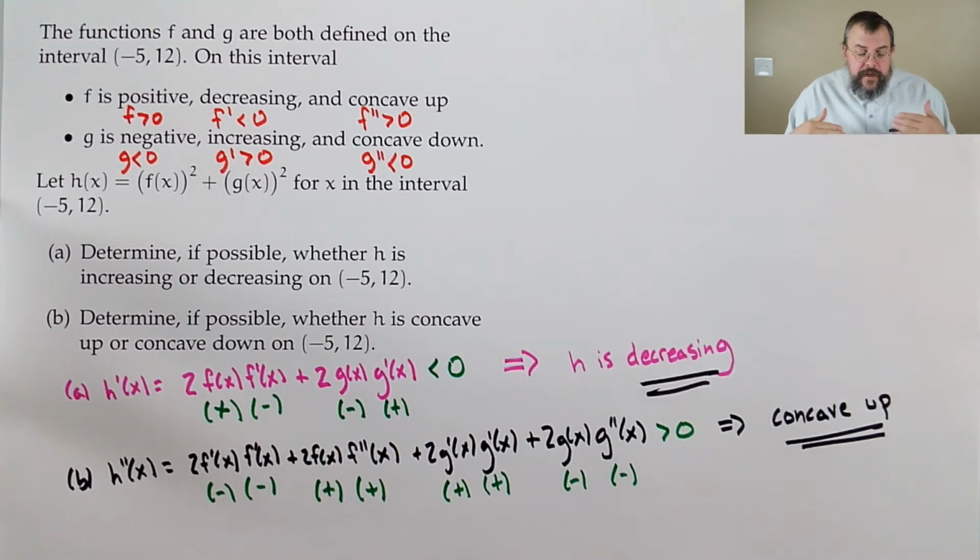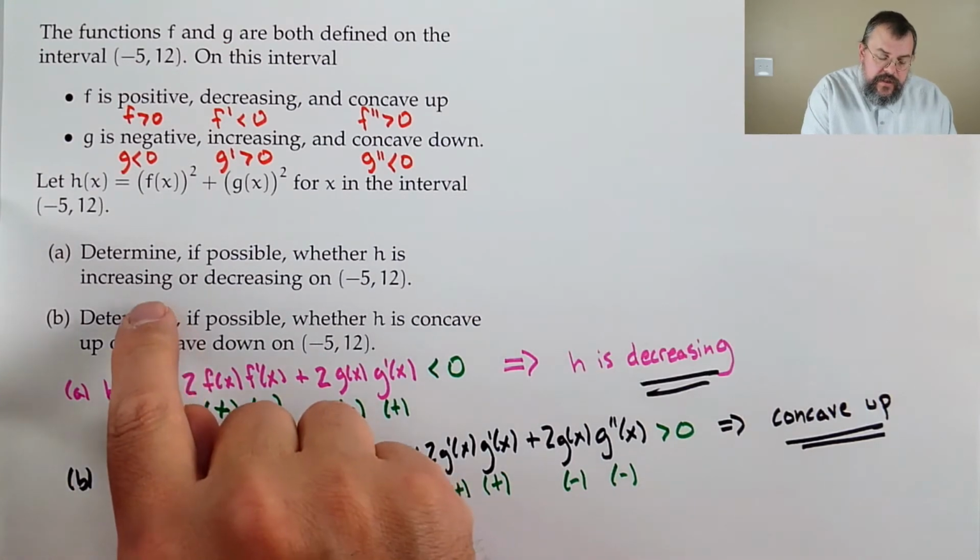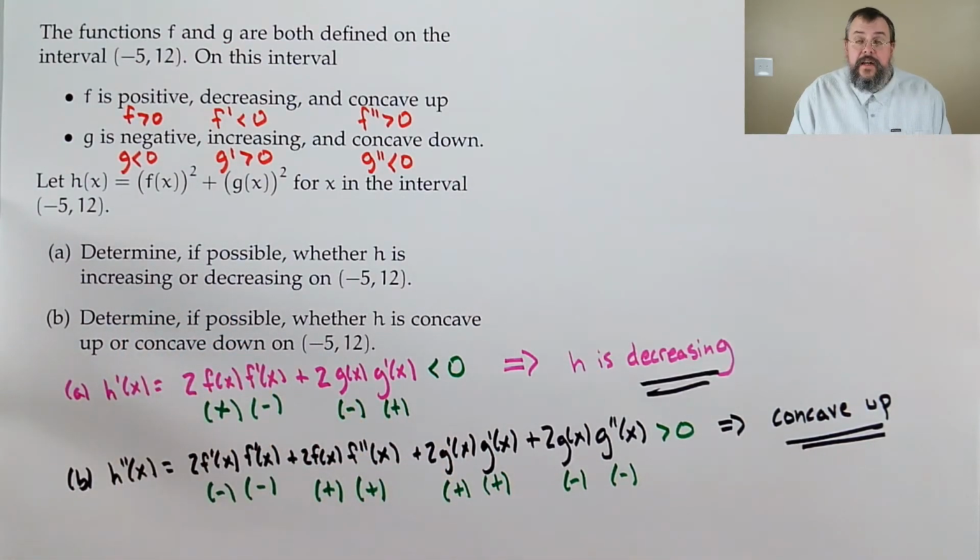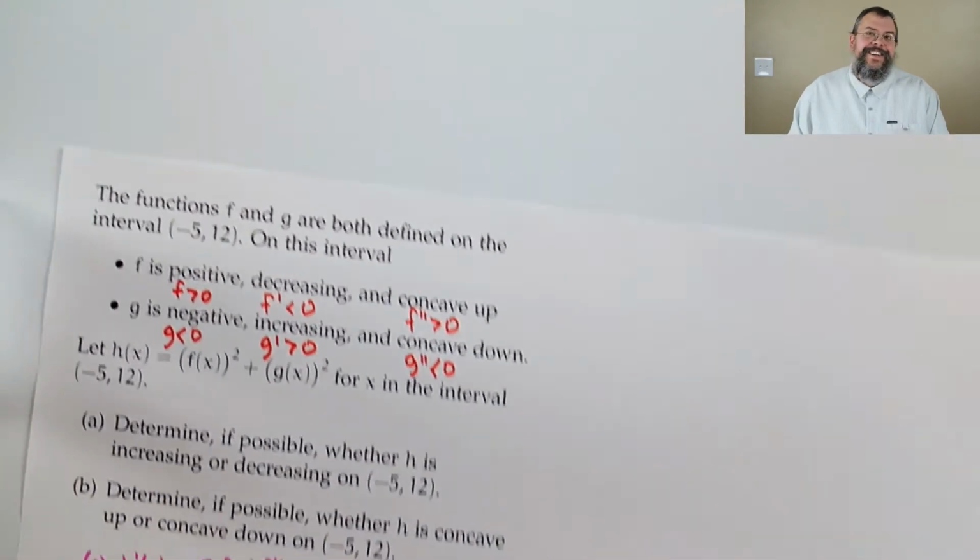So even though we didn't know the function h, really the key here is questions such as increasing, decreasing, and concave up, concave down are not about the values, they're about the signs. And we did have enough information to determine the sign. We saw the sign, and it opened up our eyes. We saw the sign. All right. Well, good. Let's try another problem.